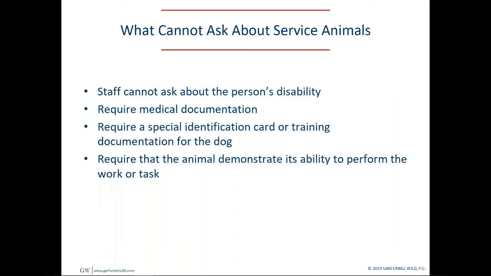What you can't ask is details about the person's disability. You can't require medical documentation saying that the resident needs a service animal. You can't require that the dog or other animal have a special ID card or training documentation. And you can't require that the animal demonstrate its ability to perform the work or task. Any of those things would constitute disability discrimination.